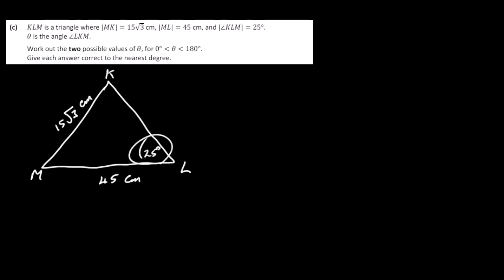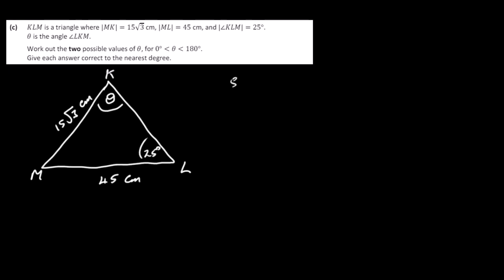So in this case we don't have two sides and an enclosed angle, we have two sides and an angle outside those two sides, if you like. Work out two possible values for theta, because theta is the angle LKM. So theta is going to be this angle up here. It should give you a hint here, because we have two sides and not an enclosed angle, we're going to use the sine rule, and there is the ambiguous case for the sine rule, so that will give us our two angles.